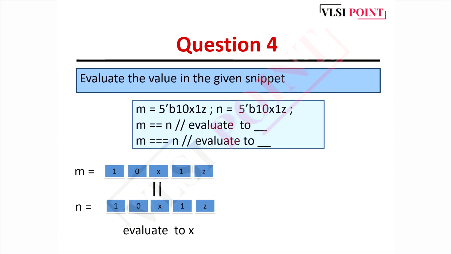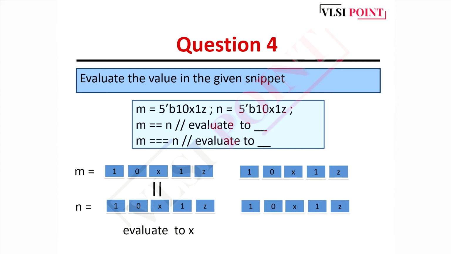But in the second condition, where we are using the arithmetic equality operator, M and N values are exactly the same. You can see here the M value is 10x1z and the N value is again 10x1z. So M and N both are the same including x and z values. So the answer will be 1 here. So here you can see the difference between normal equality and arithmetic equality.